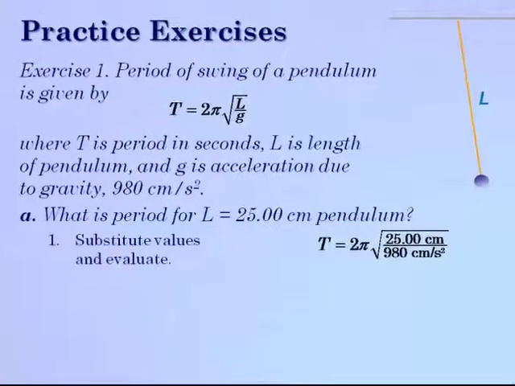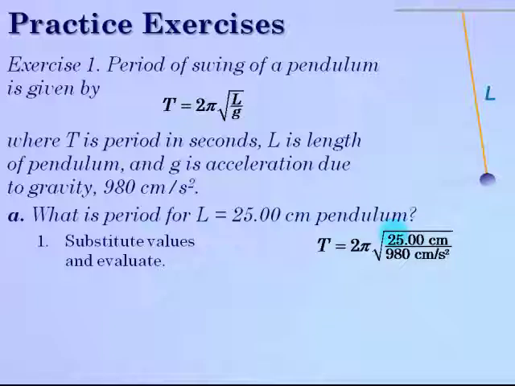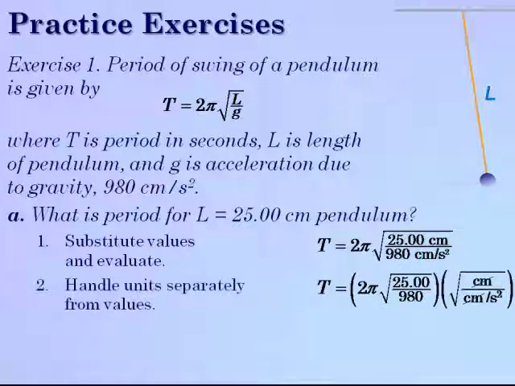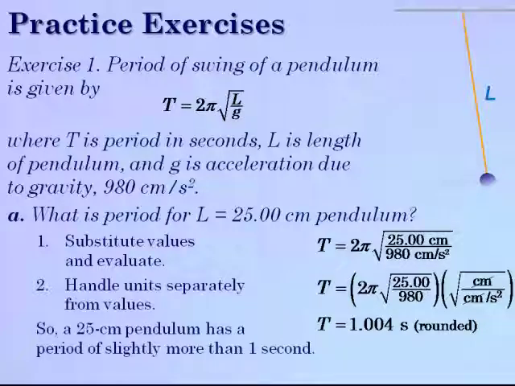Well, we need to substitute the values in. T is equal to 2 pi times the square root of 25 centimeters divided by 980 centimeters per second squared. And we'll handle the units separately. They're under the square root also. So the centimeters will cancel, and the per second squared will turn into just a second by itself. And the value of the square root of 25.0 divided by 980, then multiplied by 2 pi, should be 1.004 seconds, and we've rounded that off. So a 25 centimeter pendulum has a period of slightly more than a second.